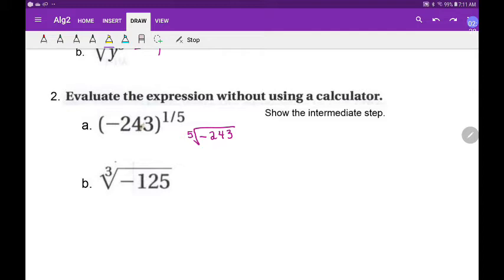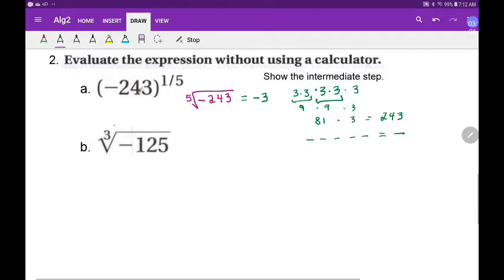But it's not, and I have to think of something that times itself 5 times. And I'm kind of thinking about 3. 3 times 3, that's 9, right? And times 3 times 3, that's another 9. So 9 times 9, that's 81. And then times 3 again, what is that? Well, 3 times 8 is 24, and there's a 3. There it is, it's 3. And it's not just 3, it's negative 3. If I multiply a negative 5 times in a row, that's going to give me a negative, right? Okay, so the answer is negative 3.